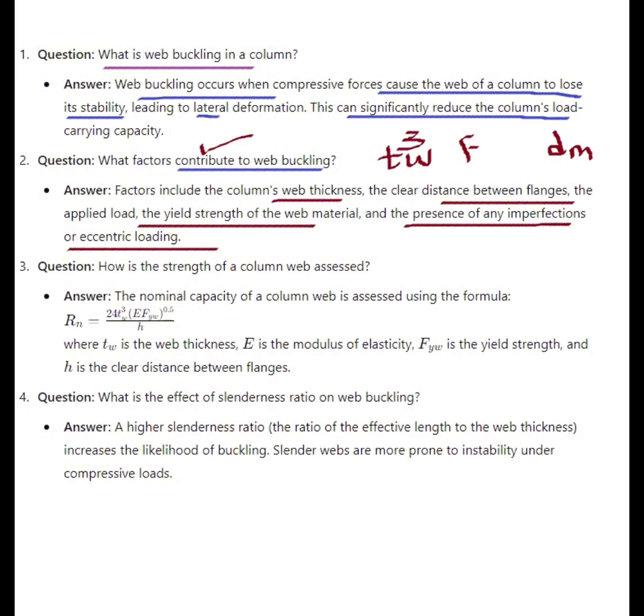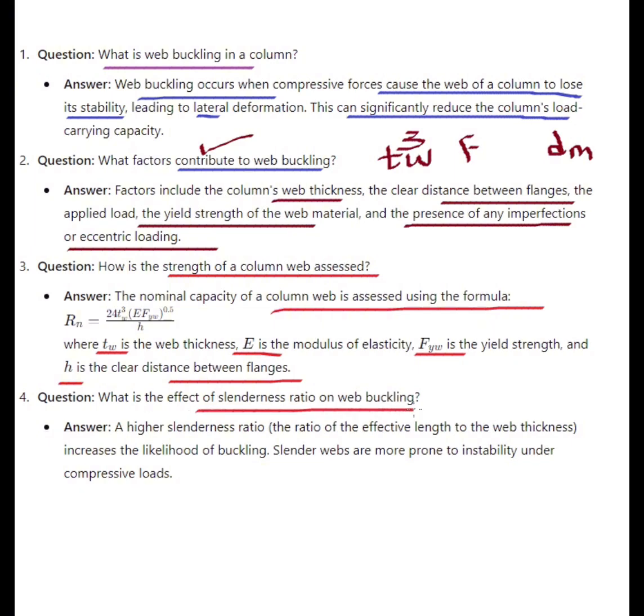How is the strength of the column assessed? We can calculate the nominal capacity of the column. The nominal capacity of the column web is assessed using the formula Rn equals 24 tw cube E into Fyw to the power 0.5, divided by h, right? tw is thickness, E is Young's modulus, Fyw, and it considers the clear distance of the flanges.